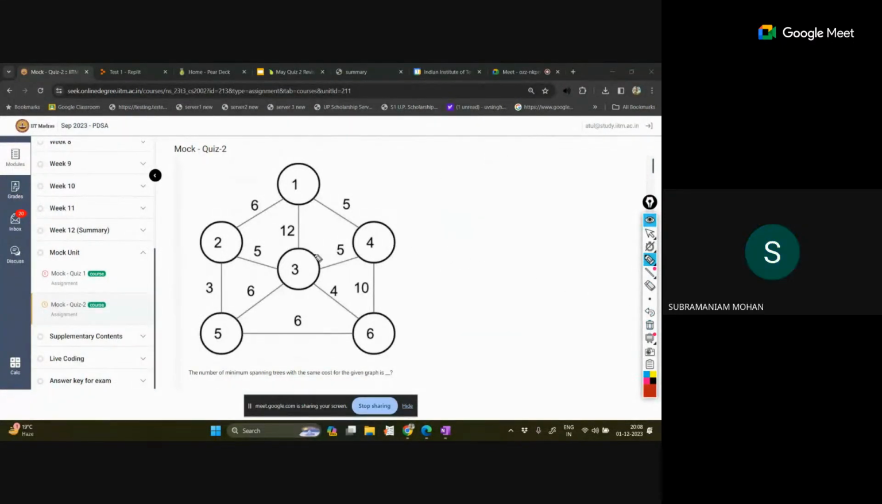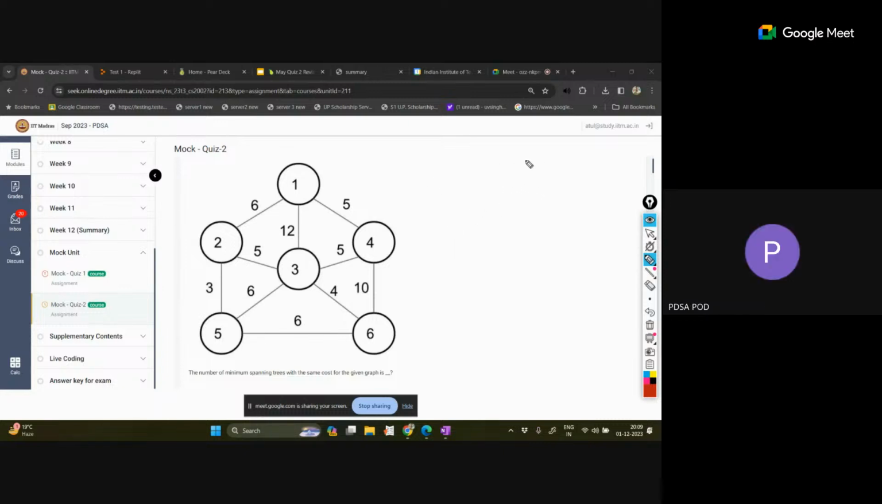Sir, could I ask something? I'm asking, if all the weights are distinct, then the solution will be unique. Yes, only one MST is possible if all the weights are distinct. But in this case, when weights are repeating, we cannot conclude that the graph contains more than one MST, so we have to check by the process.